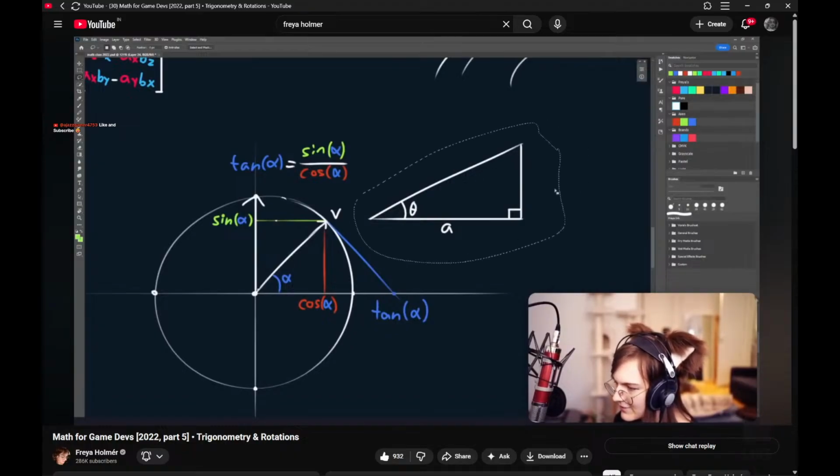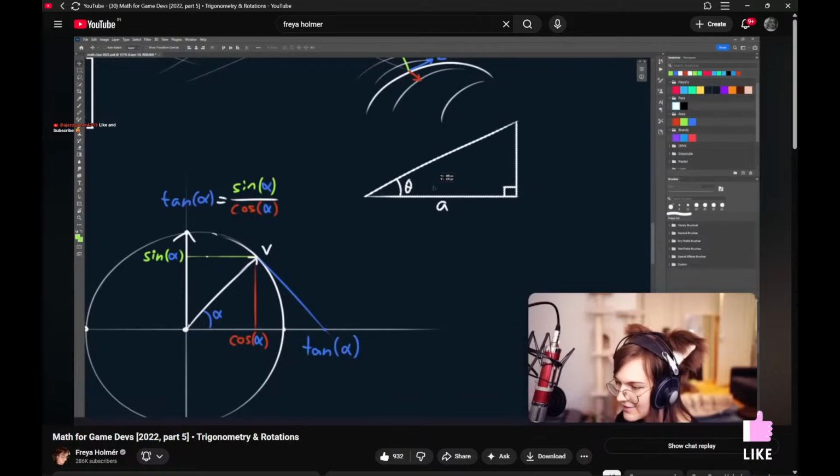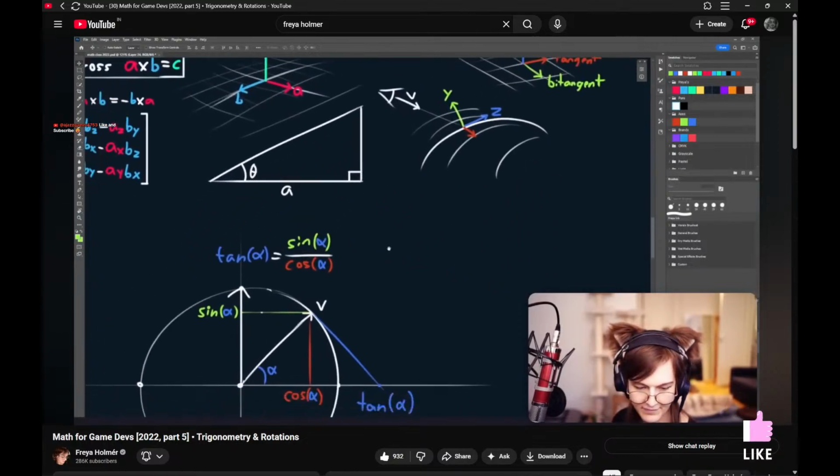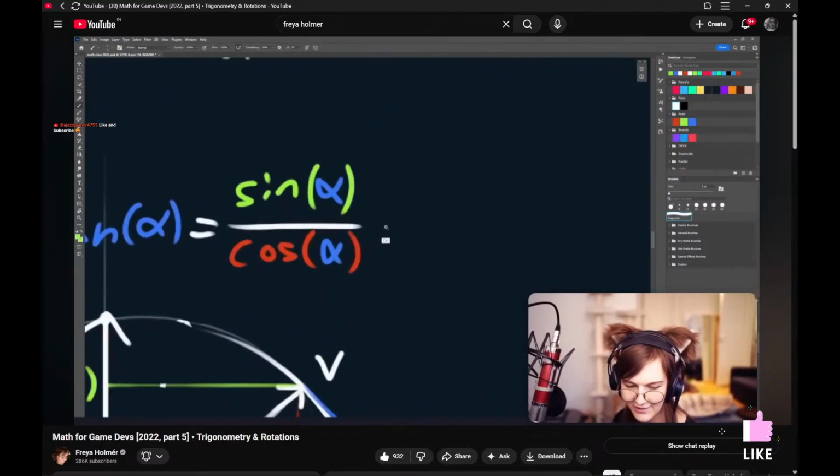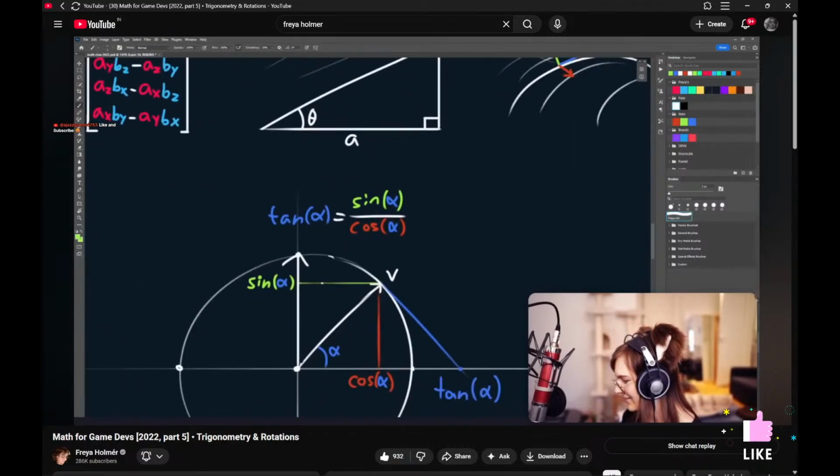Now there's one more thing we need to talk about with regards to these functions. Math in general was tiresome like that. That's true, yeah.